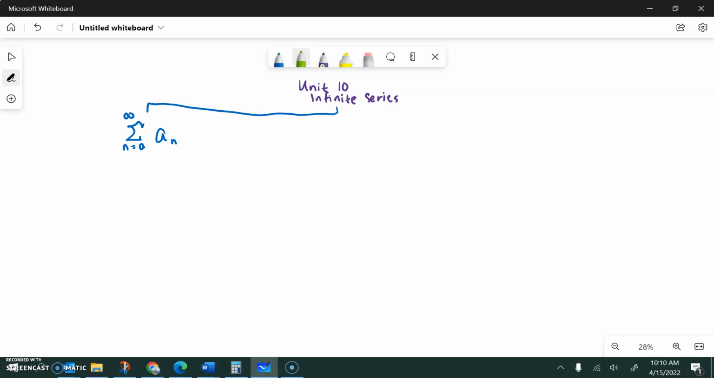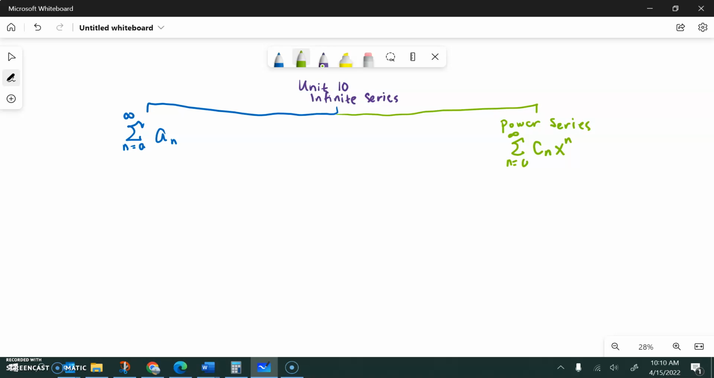The other big part of Chapter 10 is examining power series, which are a lot like infinite series. The difference between power series and infinite series is that power series look more like an infinite polynomial. So there'd be a coefficient, but then also an x to the n. So broadly, that's what Unit 10 is. It has two halves that kind of logically follow from each other.